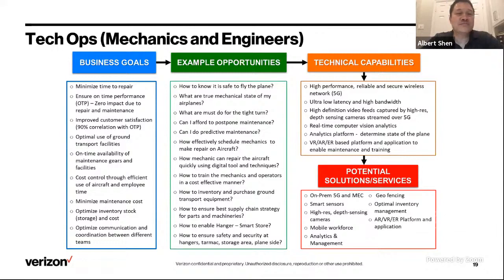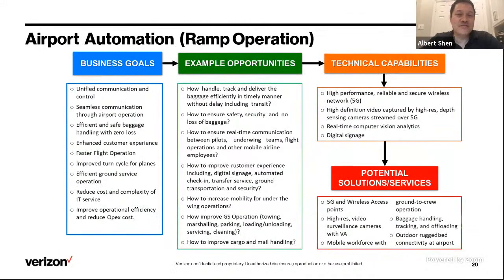It even gets into ramp operations, the safety and security of lost baggage, and real-time communication between pilots and teams. If you think about it, when we're sitting on airplanes at times waiting for a part, we've heard that a lot. So how can 5G and these new types of solutions help airlines and their maintenance staff on the ramp operate more quickly and efficiently? How can they be predictive in getting parts from other parts of their operations to their aircraft more quickly for those maintenance crews as well?